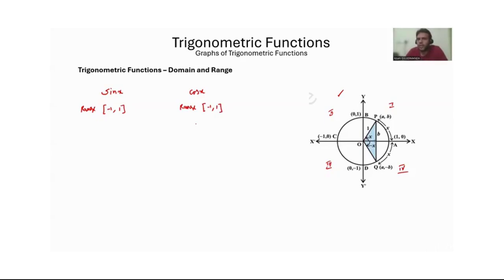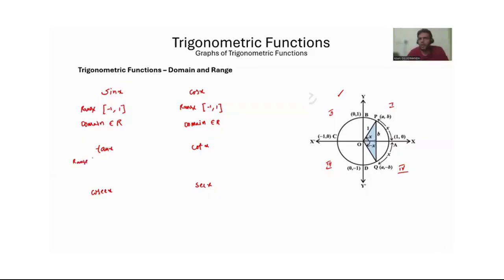So that's the range. What is the domain? So domain can be any rational number, right? So any real number actually. So domain can be anything from the real numbers. Okay, so this is the domain and range for sin x and cos x. All right, so now we can do it for tan x, right? So we can do it for tan x as well. So tan x, cot x, and similarly cosecant x and secant x. So what is the range of tan x?